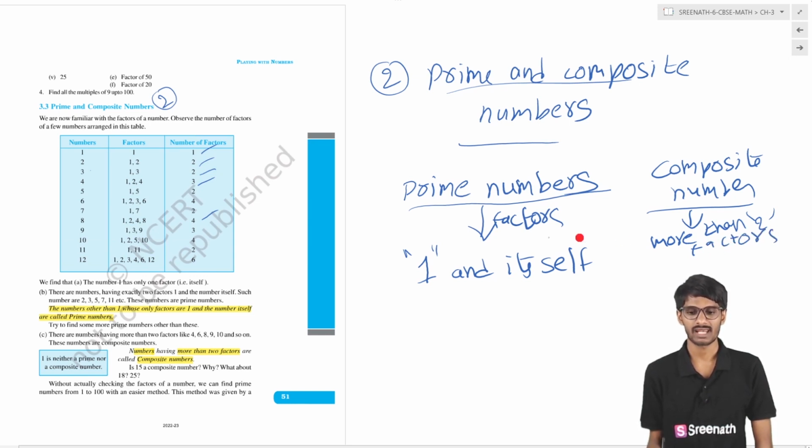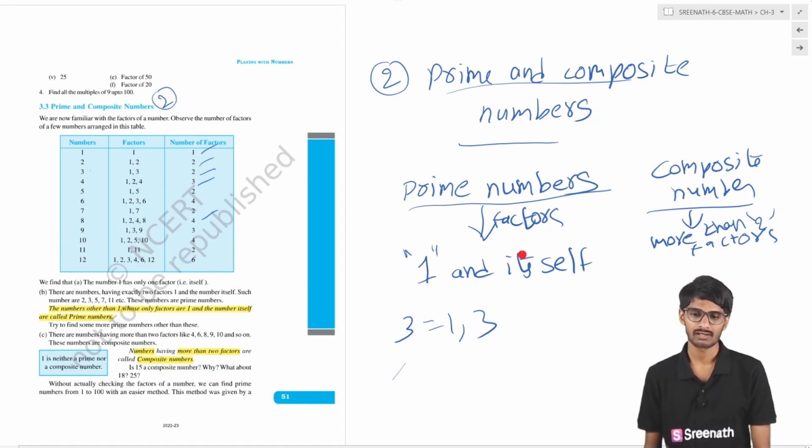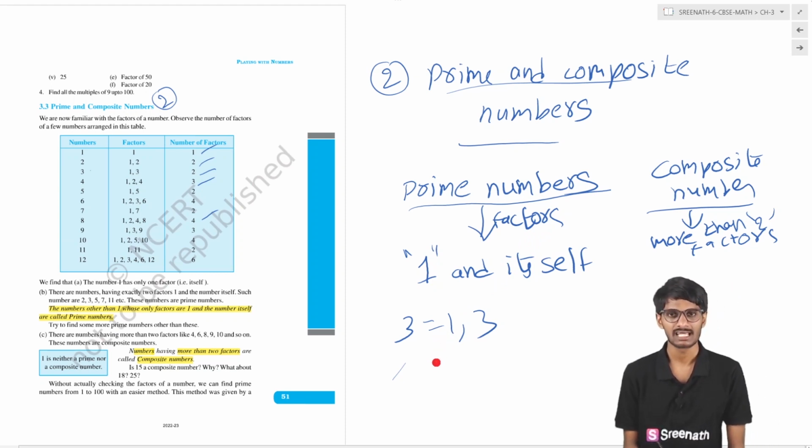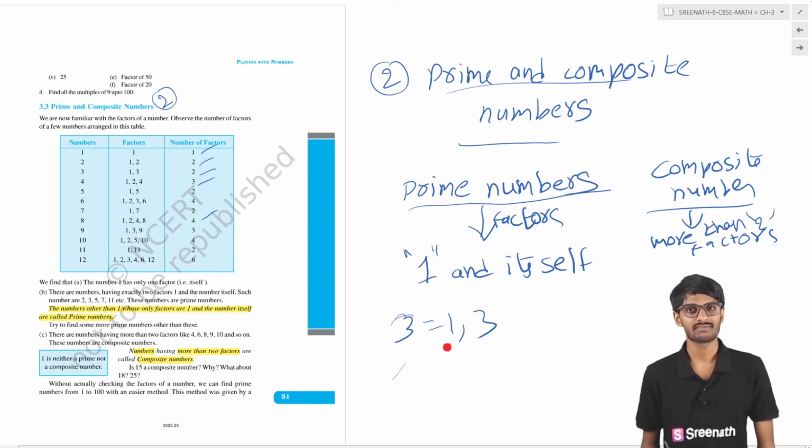For example, suppose you take 3. What are the factors for 3? Factors for 3 are 1 comma 3. So 1 is a factor of everything, and 3 is also a factor. Every number has itself as a factor, and every number has 1 as a factor. This is the basic thing we have learned previously. So if any number, suppose 3, has only 1 and itself as factors, we call it a prime number.